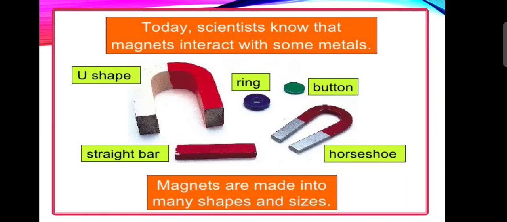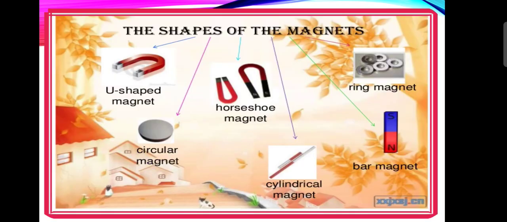Today scientists have known that magnets interact with metals also. So they have given them different shapes and names. You can see in the picture, they are made into many shapes and sizes: horseshoe magnet, button magnet, ring magnet, straight bar, U shape. And children, you are also getting magnets of different shapes as toys. Here also you find examples like cylindrical magnet, circular magnet, U-shaped magnet. All these are examples of different types of magnet depending upon their shapes.